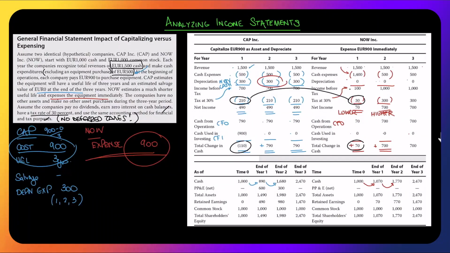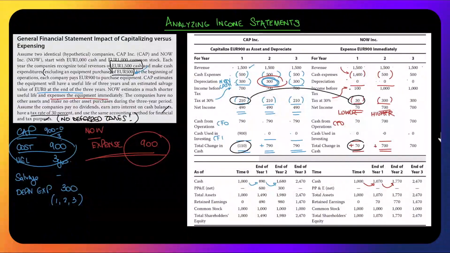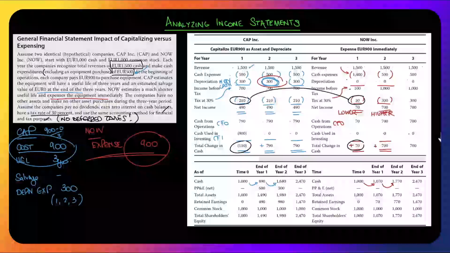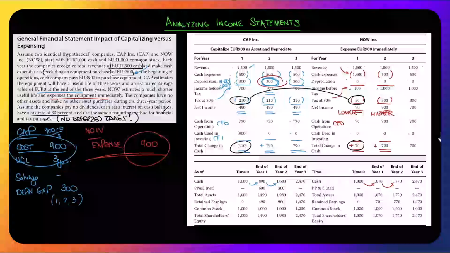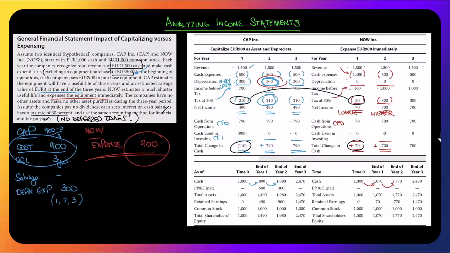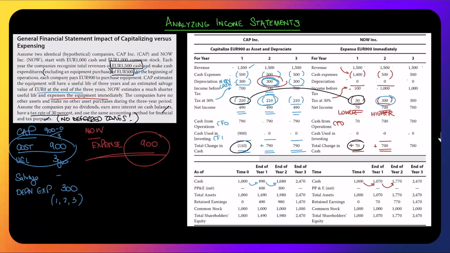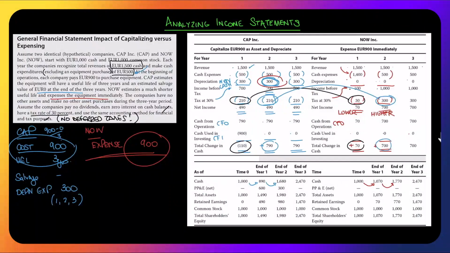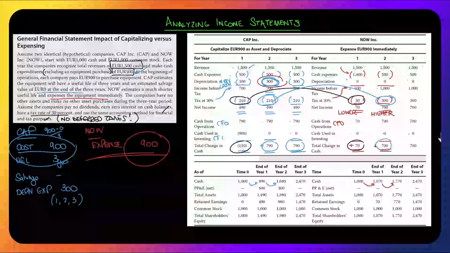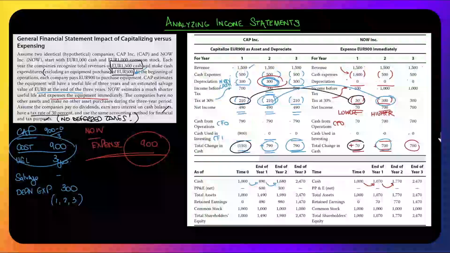Why the difference? Again, it's the tax treatment. In year 2, cap charged 300 of depreciation, brought their income before tax down to 700 instead of 1,000, paid less tax. Only 210 instead of 300. That is the difference of 90 you see between the tax, difference of 90 in the cash flows. And exactly the same thing happens in year 3. A difference of 90 again due to that depreciation.